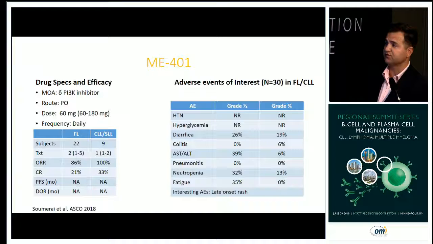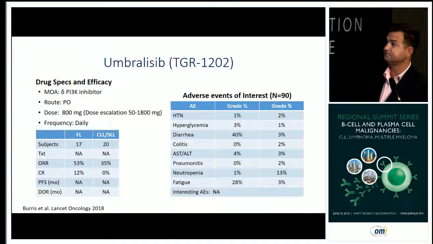So interesting with this drug, AST/ALT elevation was seen in 45% of the individuals, but again, low grade at 39%, and neutropenia at low grade 32%, but 13% grade 3/4 neutropenia. The interesting AE with this drug is there was some late onset rash that will need to be further monitored as the drug, if you will, grows up.